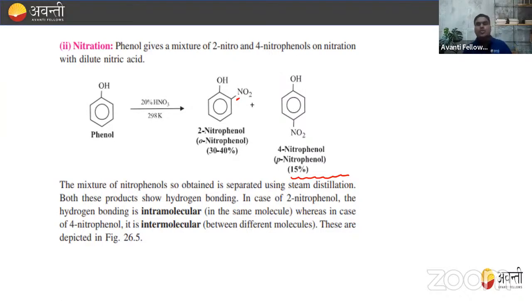Chalo, very good. So in case of 2-nitrophenol, the hydrogen bonding is intramolecular. Intramolecular means in the same molecule. जब आपस में ही hydrogen bonding हो जा रही है, that is called intramolecular. Within the molecule, right? Very good, beta. Whereas in case of 4-nitrophenol, it is intermolecular, that is between different molecules, right?